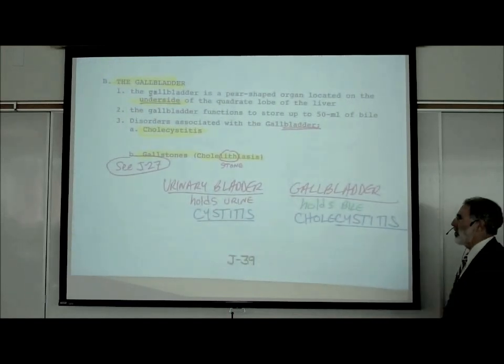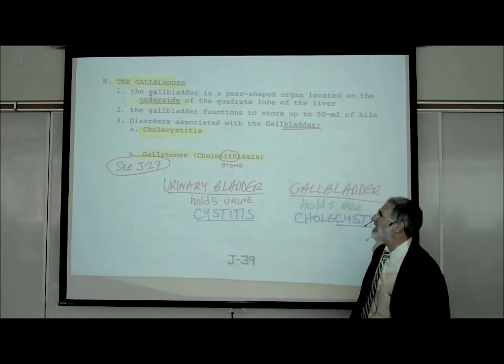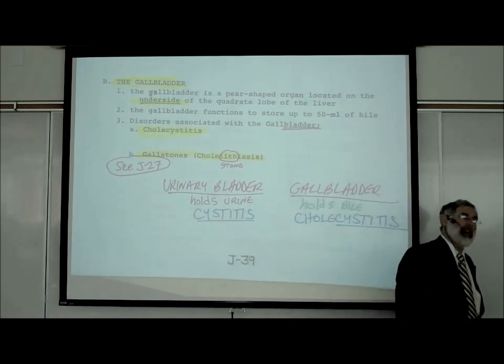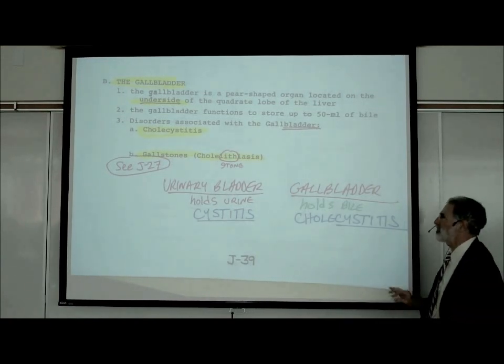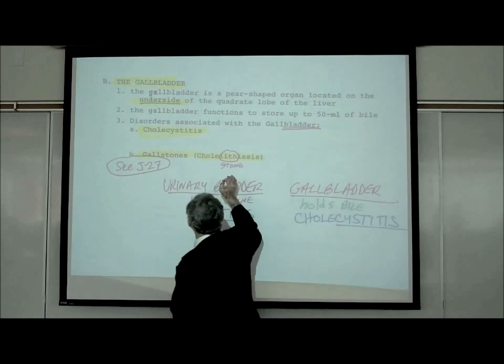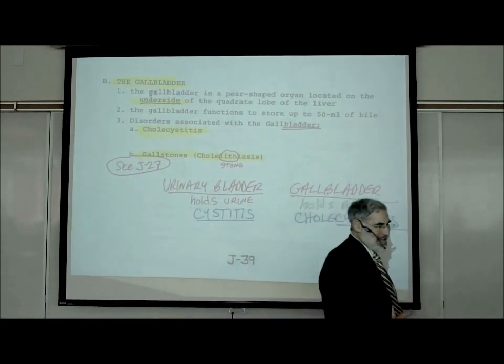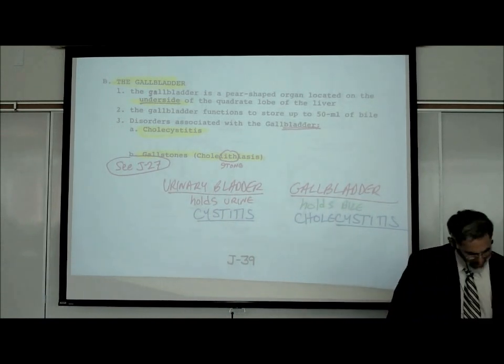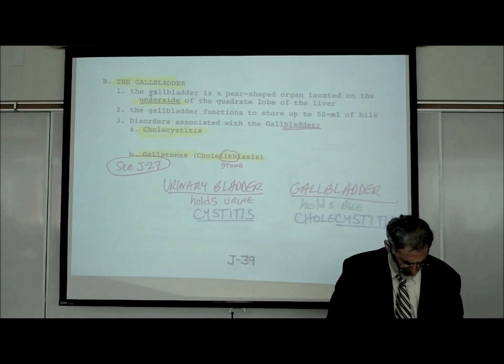All right, so we know what cholecystitis is. Now, what are gallstones? The clinical name for gallstones is cholelithiasis. Now, the root lith means stone or rock. Lith is Greek for stone. So literally, these gallstones are called cholelithiasis. So what does that do? To help us understand that, let's look at a picture.